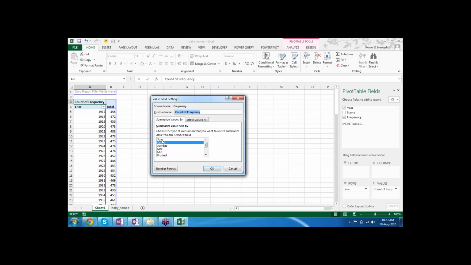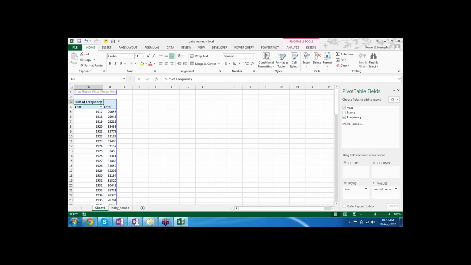Absolutely right. So you simply say sum. Thanks Archana for the answer. So we just take sum and say okay. The moment we take the sum and say okay, we now see the population. The population of each year has appeared over here, which is absolutely the correct way of looking into this data.